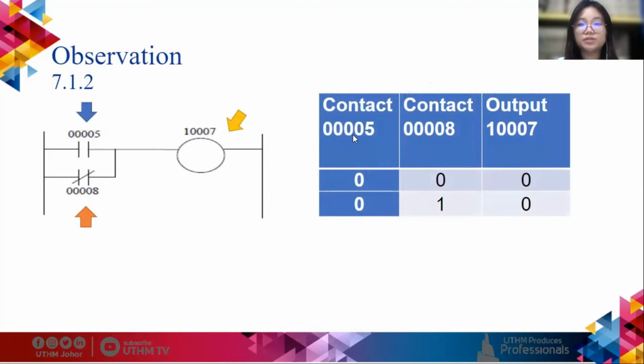When we contact 00005 with it off, the current cannot flow through, so the output 10007 will be off also. When we contact 00008, it has a slash on it, so it is like a switch that is always closed. When we activate it, the circuit becomes open, so the current cannot flow through. The output 10007 will be off.